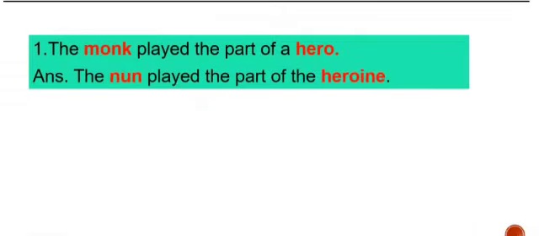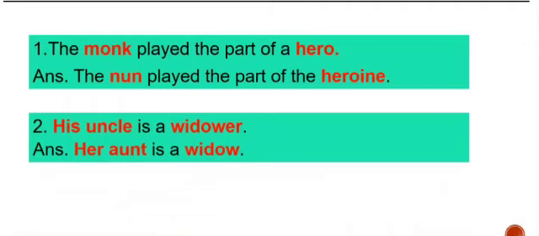Rewrite these sentences, changing the gender of the nouns. The first sentence is, the monk played the part of a hero. Here the nouns are monk and hero. They are masculine nouns. Now when we change the sentence, we write, the nun played the part of the heroine. Here the gender of monk is changed into nun, that is feminine, and the gender hero is changed into heroine. His uncle is a widower. When we change the gender in this sentence, we write, her aunt is a widow.